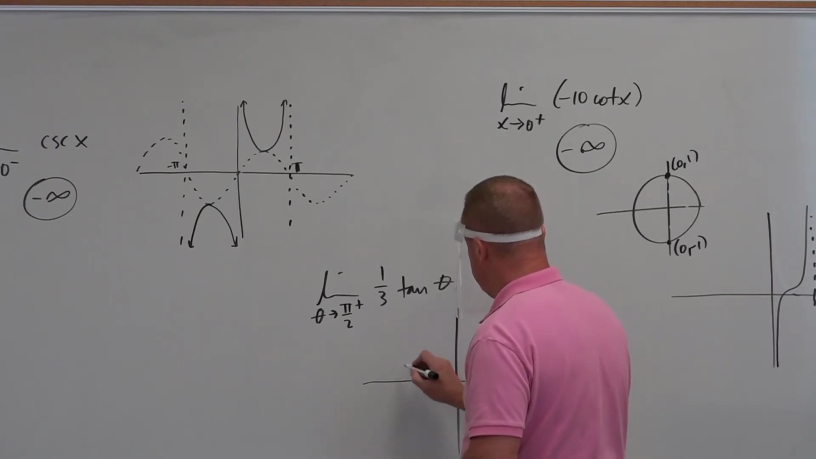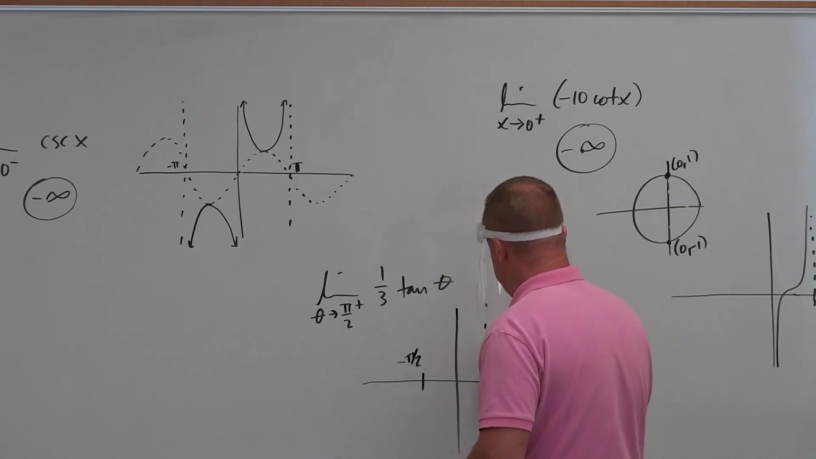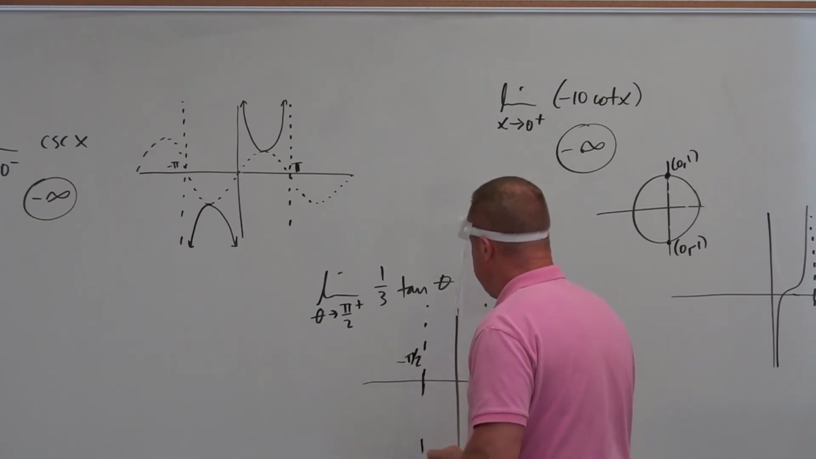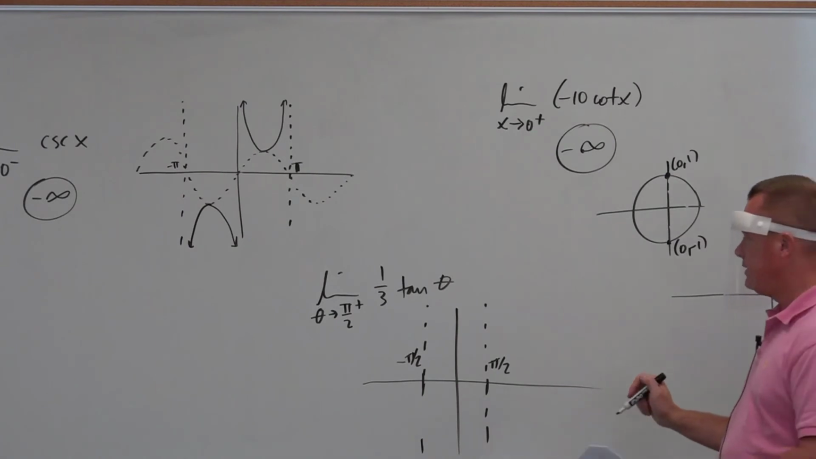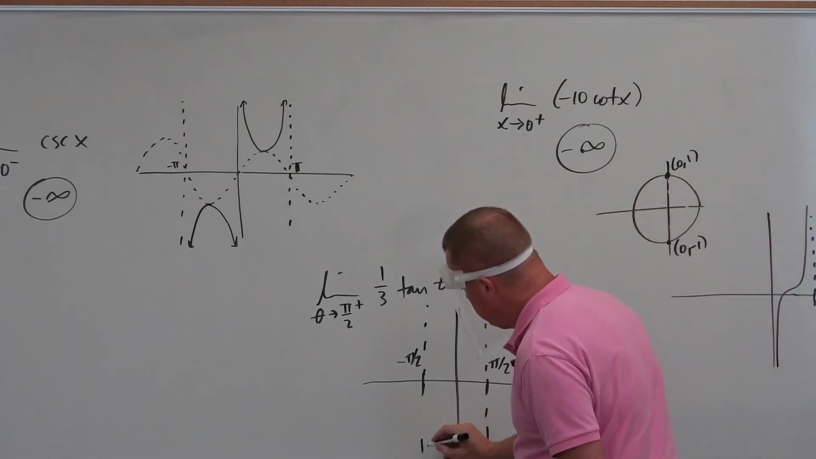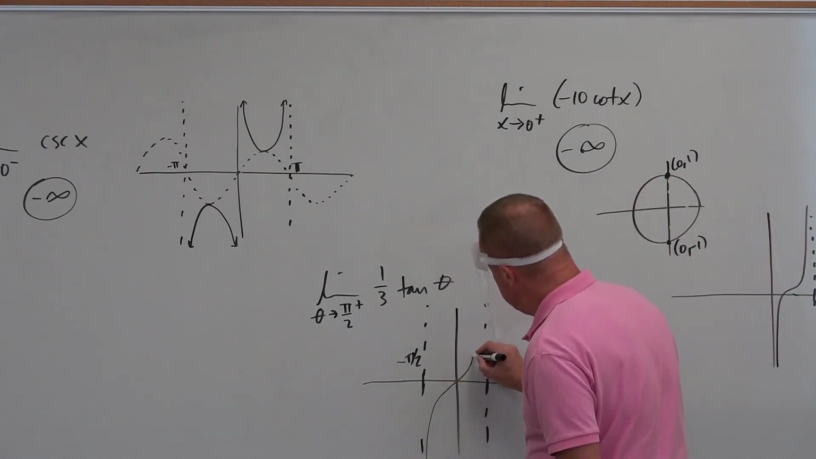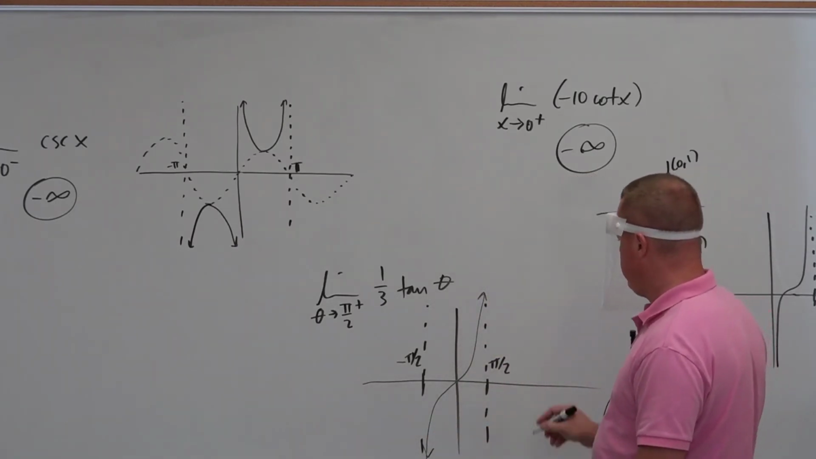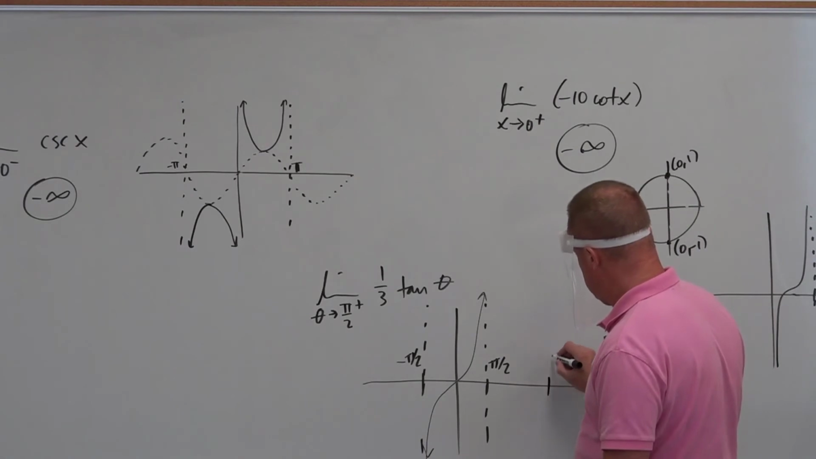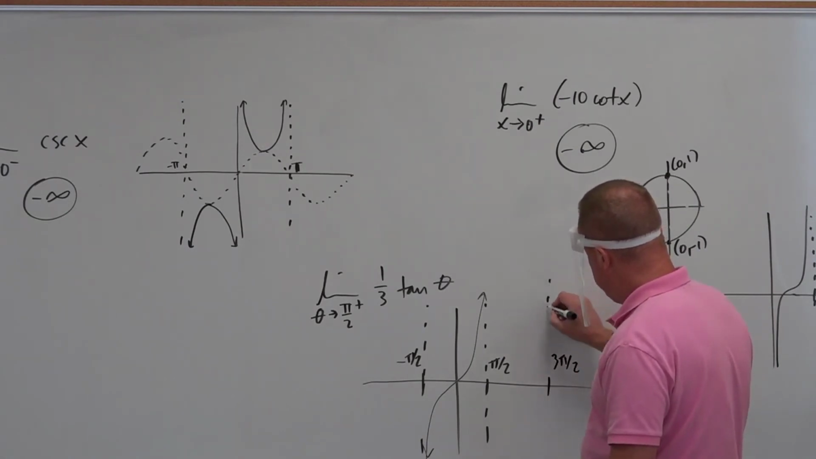Pi over 2, negative pi over 2. There are my vertical asymptotes. The 1/3 is not negative, so it's not going to flip it. So I remember the tangent function falls to the left and rises to the right, like that. So as x approaches pi over 2, I'm going to have to draw another one, aren't I? So 3 pi over 2.